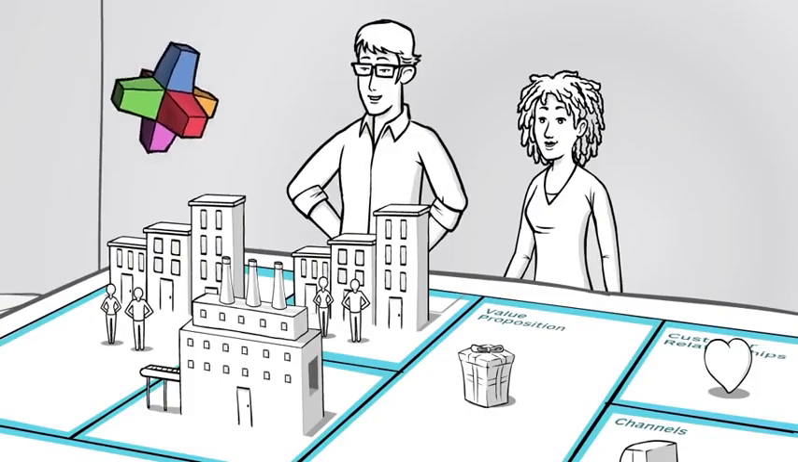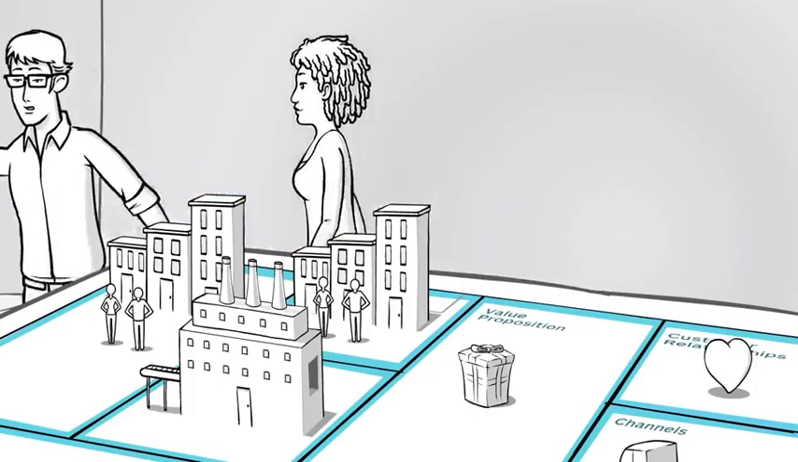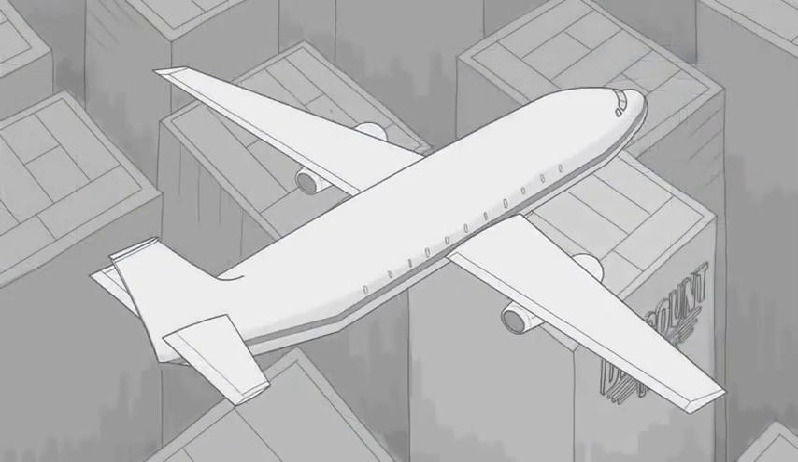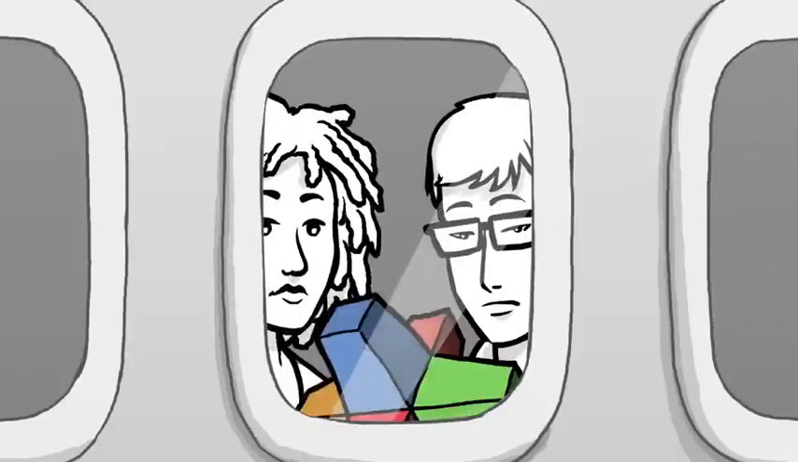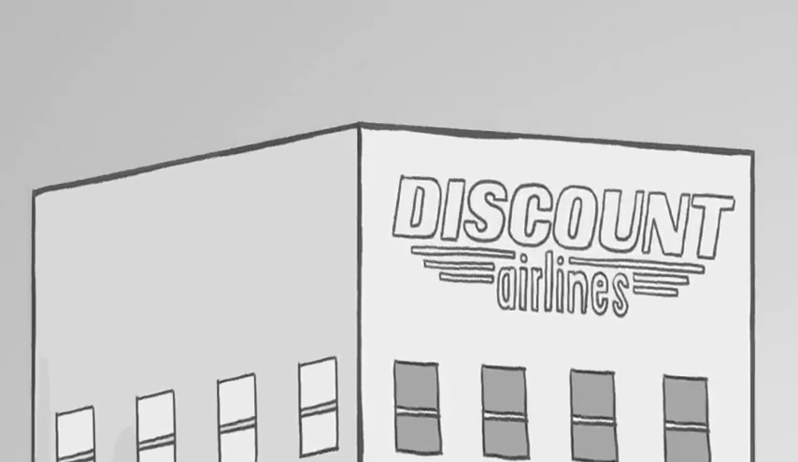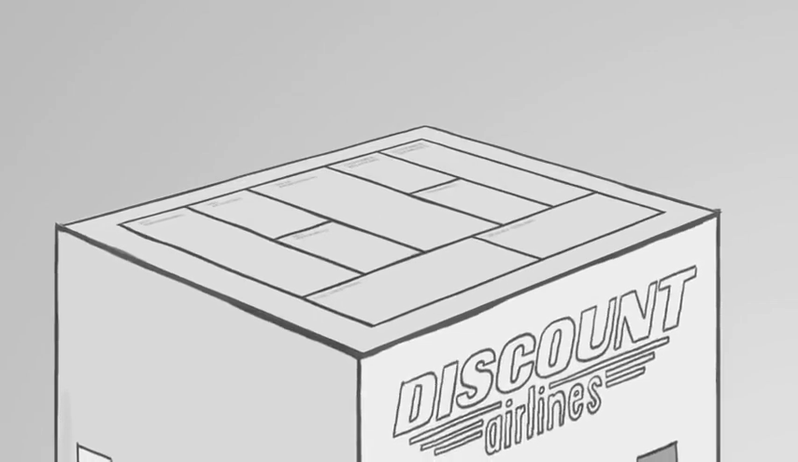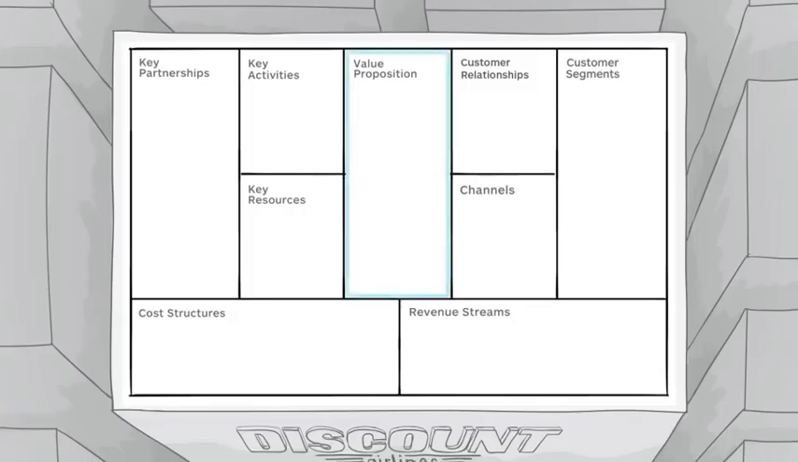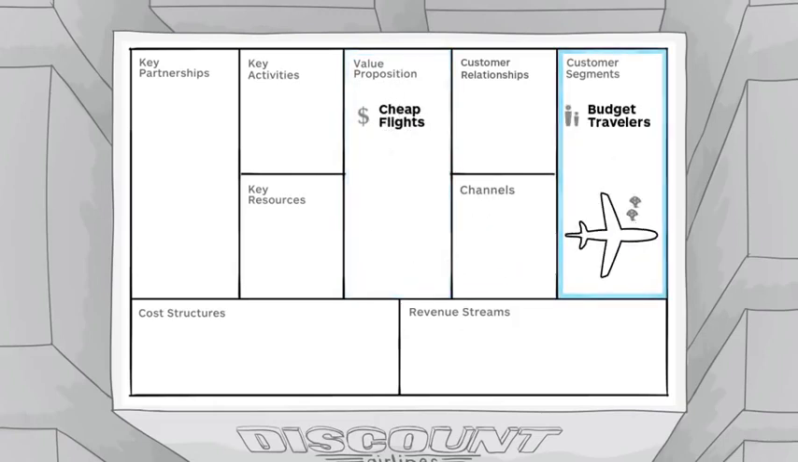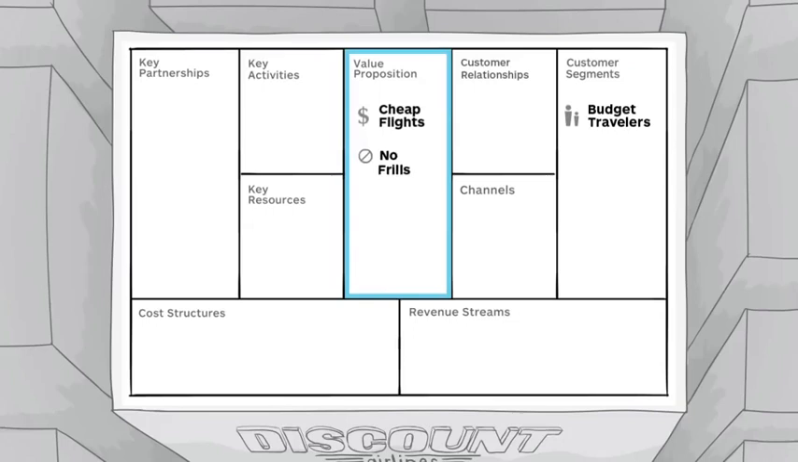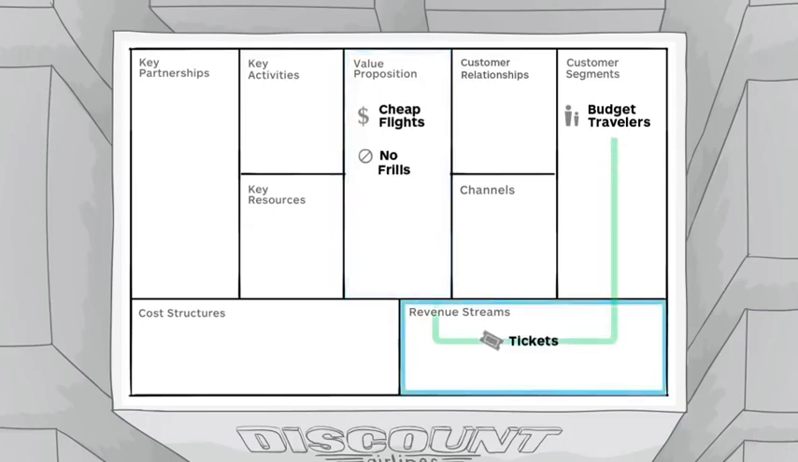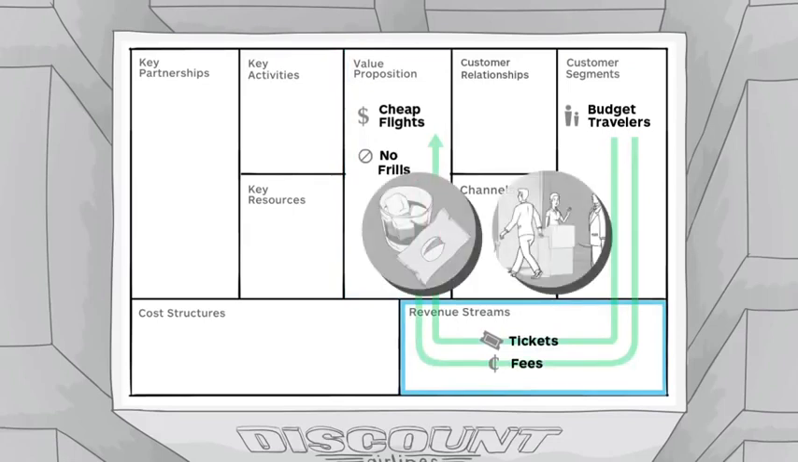But before you make a model for yourself, it helps to see what a breakthrough business model looks like in action. Like this one. Low-cost airlines revolutionized air travel thanks to their disruptive business model. Let's first look at their value proposition. A low-cost airline offers ultra-cheap flights to their main customer segment, budget travelers, by adopting a no-frills policy. And this leads to additional revenue streams, because customers pay for their ticket and additional fees on items like food and drink, priority boarding, and luggage.